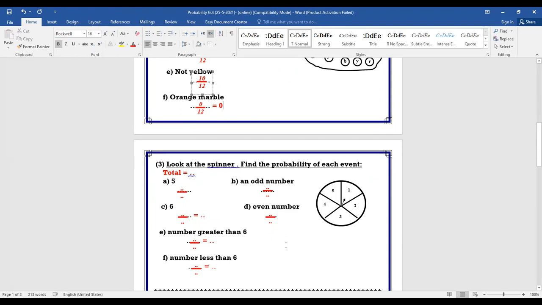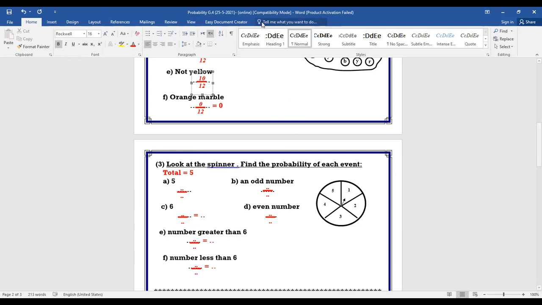Okay guys, Exercise number 3. Look at the spinner. Firstly, how many total parts? We must count the total number of parts here. 1, 2, 3, 4, 5. We have 5 parts. This is the total number, and this will be the denominator. First, you must know how many parts in all.